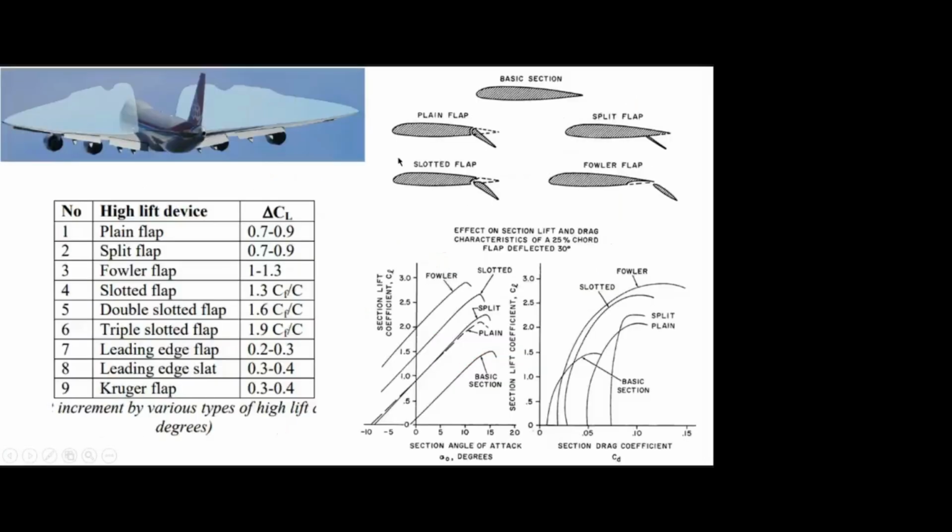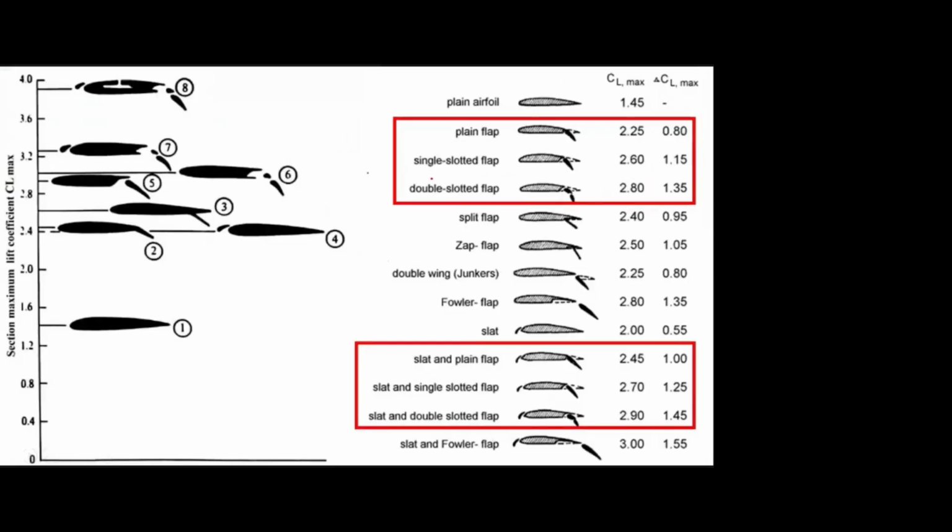In that, mostly we are using plain, single slotted, double slotted. In the commercial aircraft, if you see the smaller aircraft, initially they went for the plain. You see the total CL you can achieve is 2.25. But in the medium size aircraft, medium means maybe less than 100 seater, or if you take the turboprop engine aircraft, it will use the single slotted.